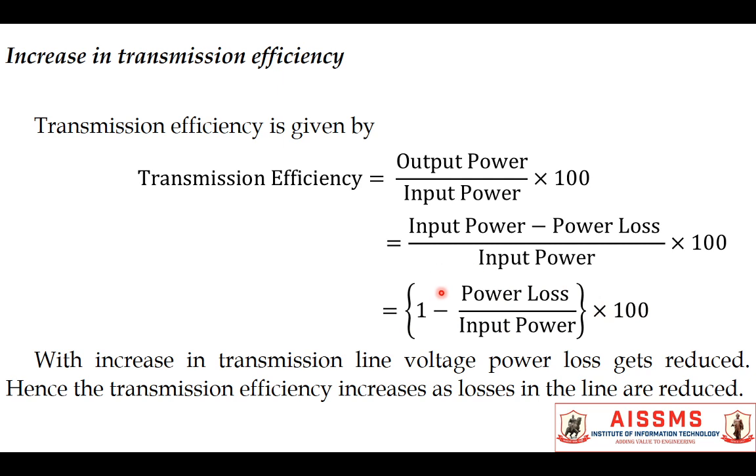Power losses are decreasing. We have seen in the previous slide that with the increase in the transmission voltage, power loss will be decreased, and due to the decrease in the power loss, this term is going to decrease, and it is 1 minus this into 100. So due to reduction in the power loss, the transmission efficiency will be increased.